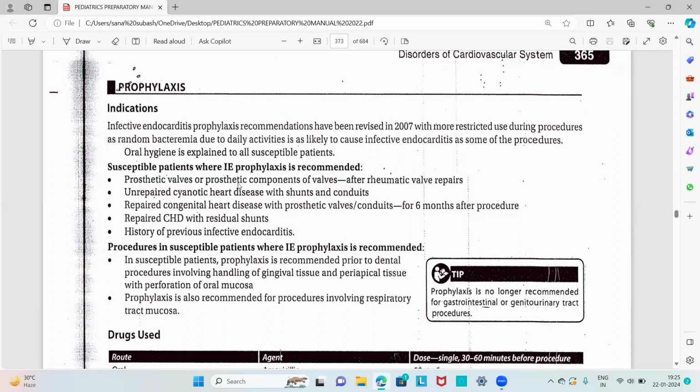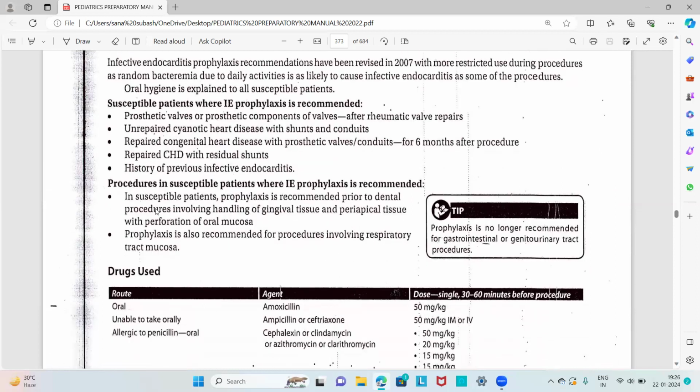Then unrepaired cyanotic heart disease with shunts and conduits, we have to give infective endocarditis prophylaxis. In the case of repaired congenital heart disease with prosthetic valves or conduits, for 6 months after the procedure, we have to give infective endocarditis prophylaxis. Then repaired congenital heart disease with residual shunts, we have to give infective endocarditis prophylaxis. And also patients with a history of previous infective endocarditis, we have to give prophylaxis. So these are the groups of patients we have to give infective endocarditis prophylaxis.